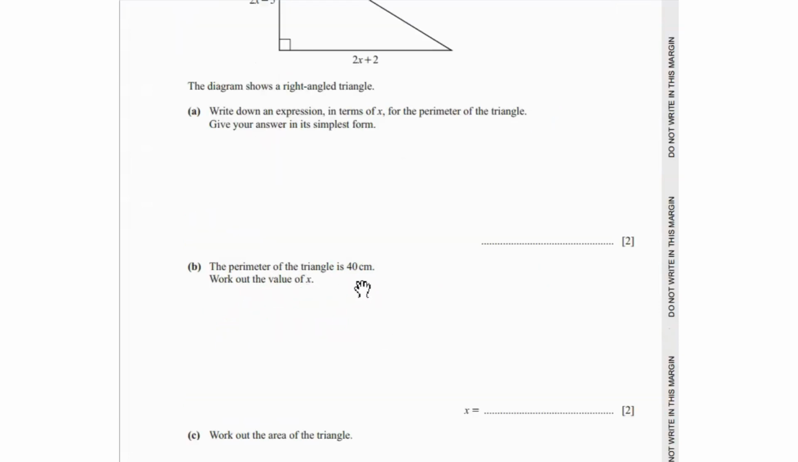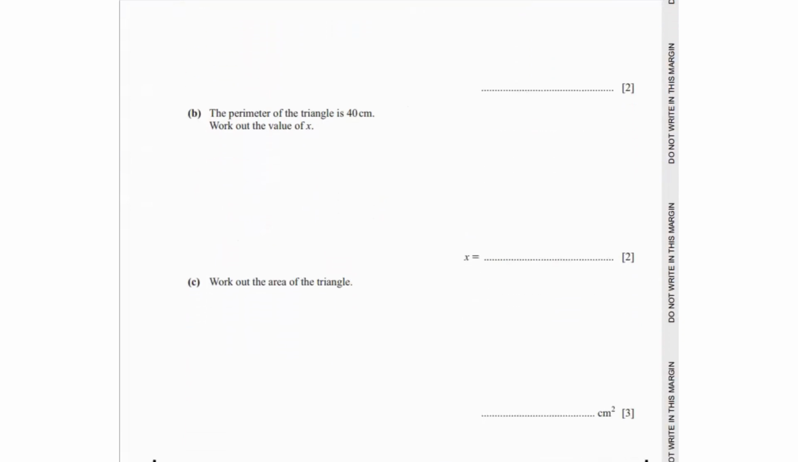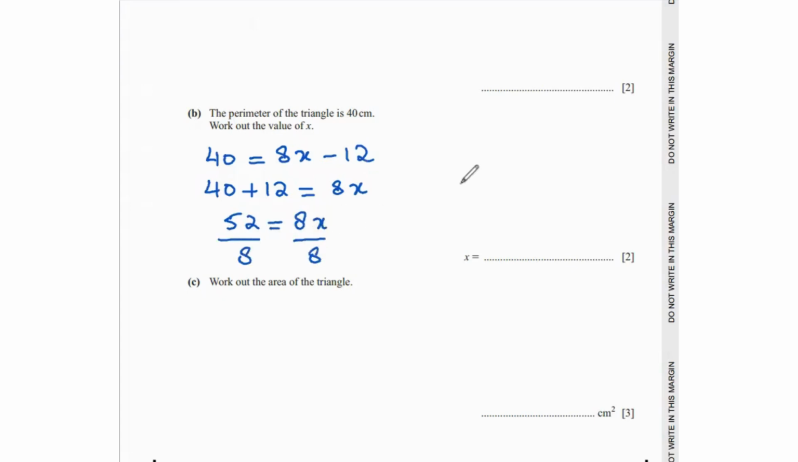Then the perimeter of the triangle is 40 centimeters. Work out the value of x. So we put that equation equal to 40. 40 equals 8x minus 12. Move the 12 to the other side. 40 plus 12 equals 8x. That is going to be 52. Divide both sides by 8 and x equals 6.5.